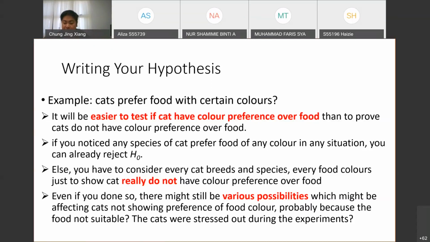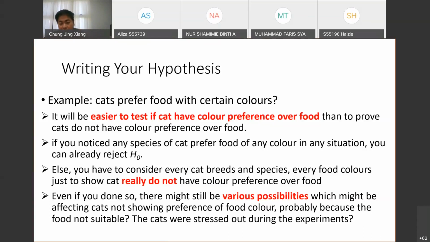First, the cat breeds, the species, and the type of the food. You have to consider the cat breeds or the species. Maybe with different cats, some cats have a preference, some cats don't. So you have to be very careful in the selection of the cat type, or your sample.